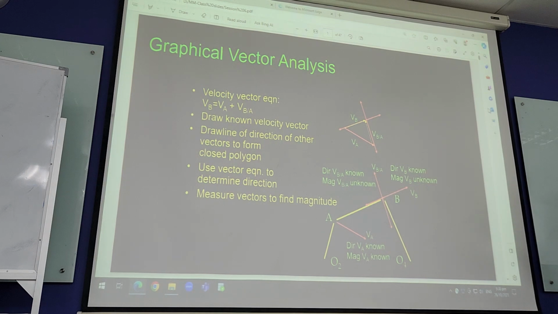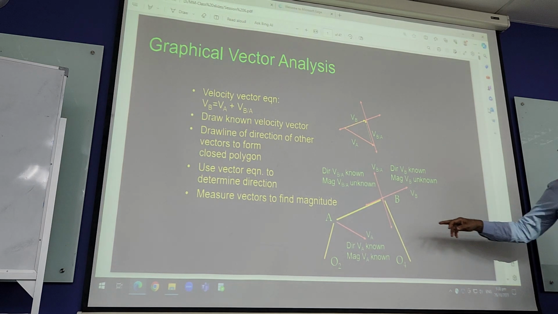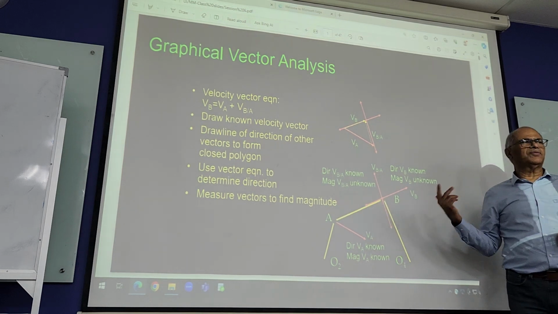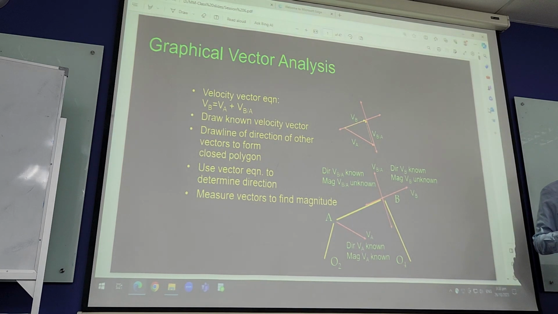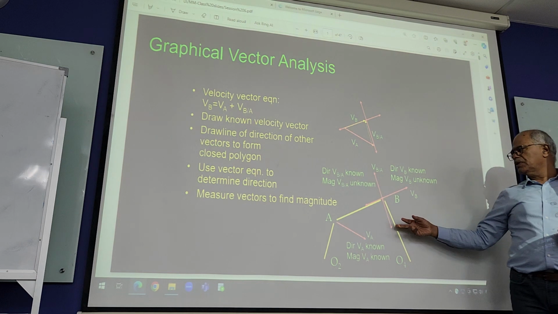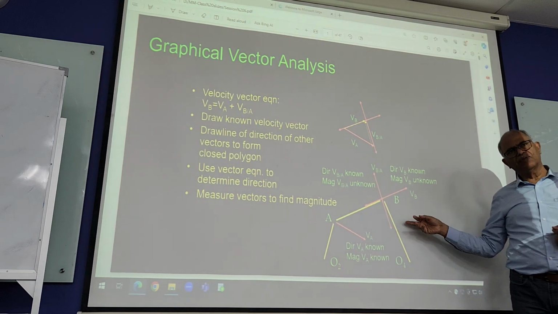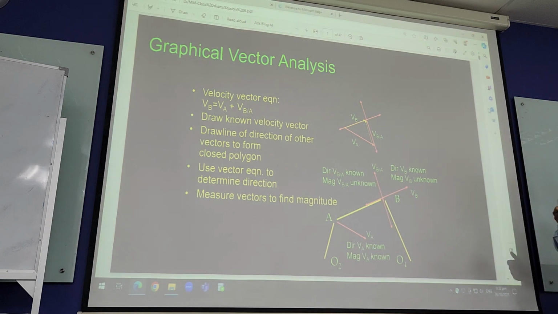Always we connect the two points. Now we know velocity B magnitude and direction. We also know velocity BA magnitude and direction. Once you know velocity BA magnitude, you can find the angular velocity of link 3. Once you know velocity B, you can find the angular velocity of link 4. So you know the complete information.